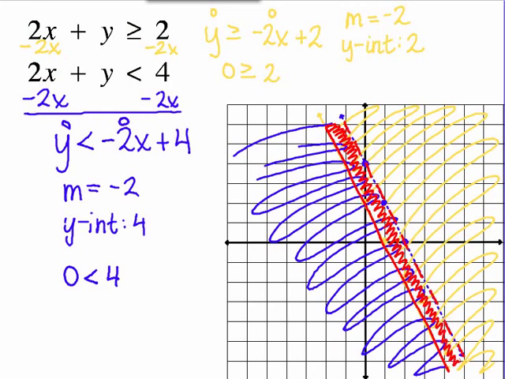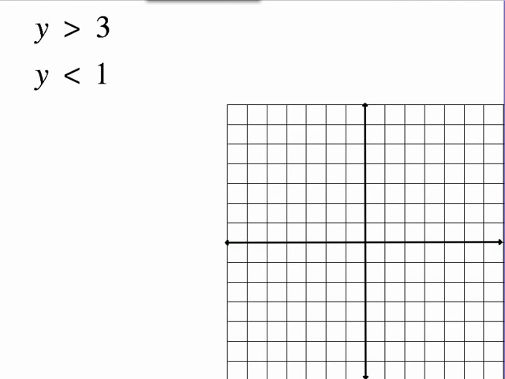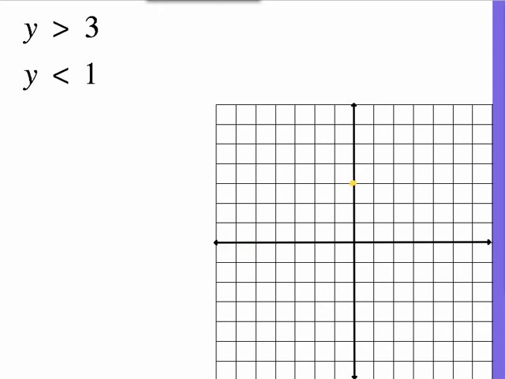All right, we've got one more to look at. y is greater than 3, and y is less than 1. So let's start. y is greater than 3. What type of line do I have? Horizontal. Horizontal line where? At 3. What type of line? Dashed.